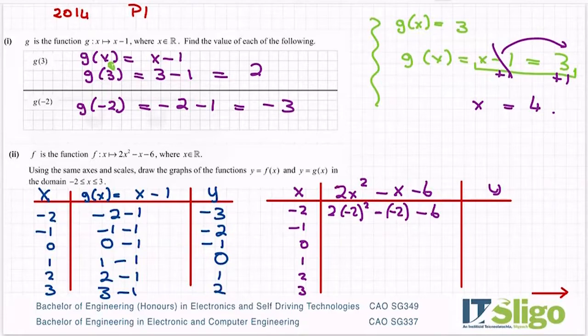So I'm just putting this into my calculator. So (-2)² - (-2) - 6. I have got the answer of 4 for that one. Okay, so I'm going to put this in using mode setup.